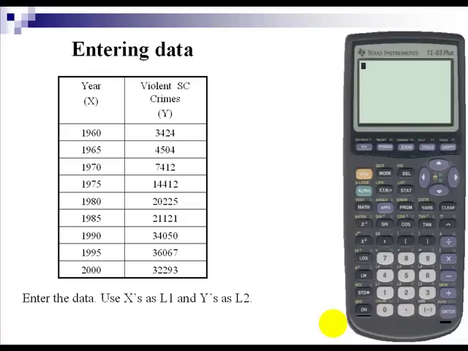Here we're going to use the X's as list 1 and the Y's as list 2. So to put the data into the calculator, we're simply going to enter our stat. And under stat, we want edit, so I'm simply going to hit enter. And if you already have items in your list, to clear them out, you go to the top of the list, you hit clear and enter.